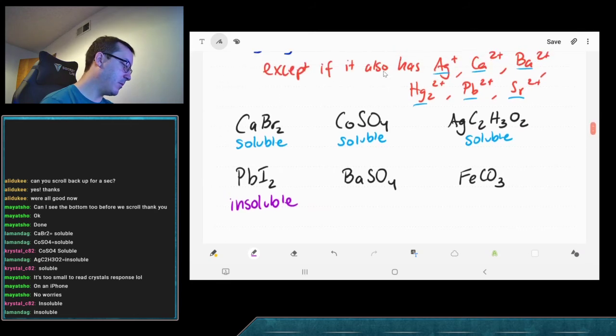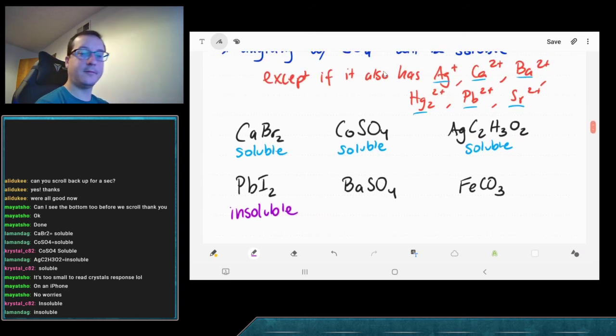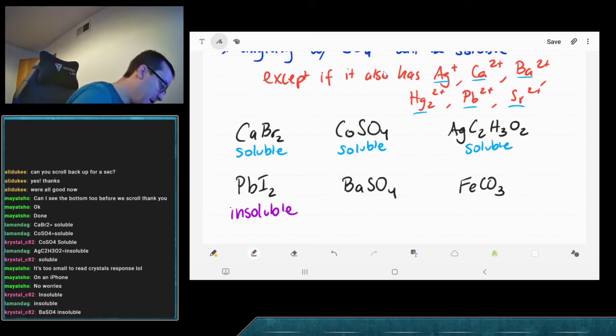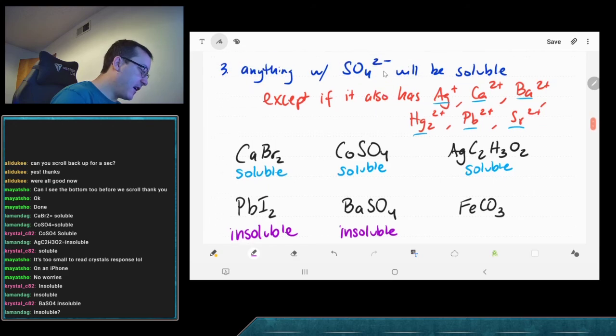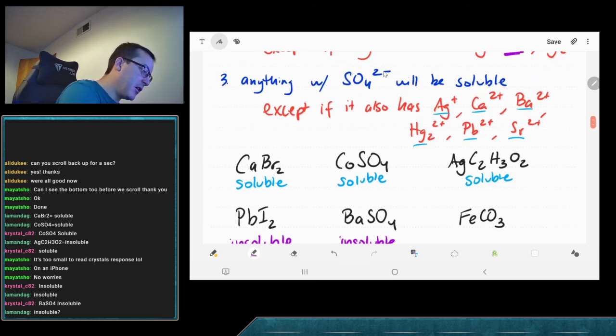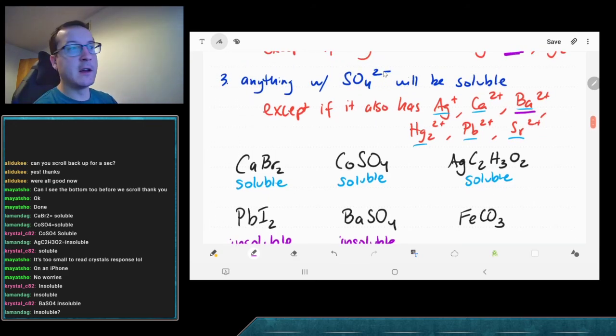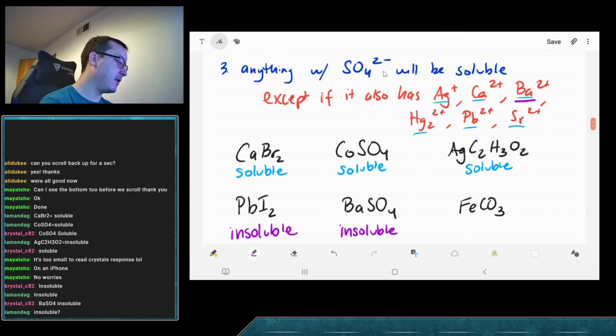All right, how about barium sulfate? Insoluble, agreed, yes. Notice again, sulfates should be soluble, but lo and behold, we have one of our cases where we have an insoluble sulfate. Yep, absolutely.